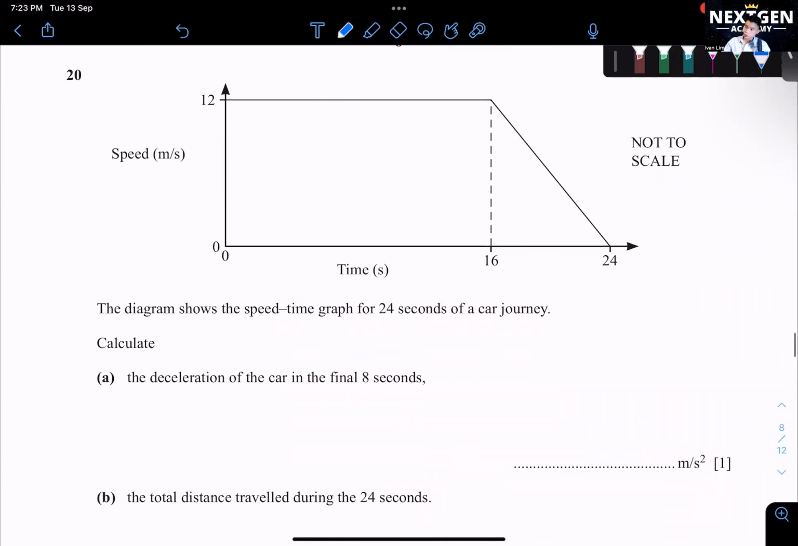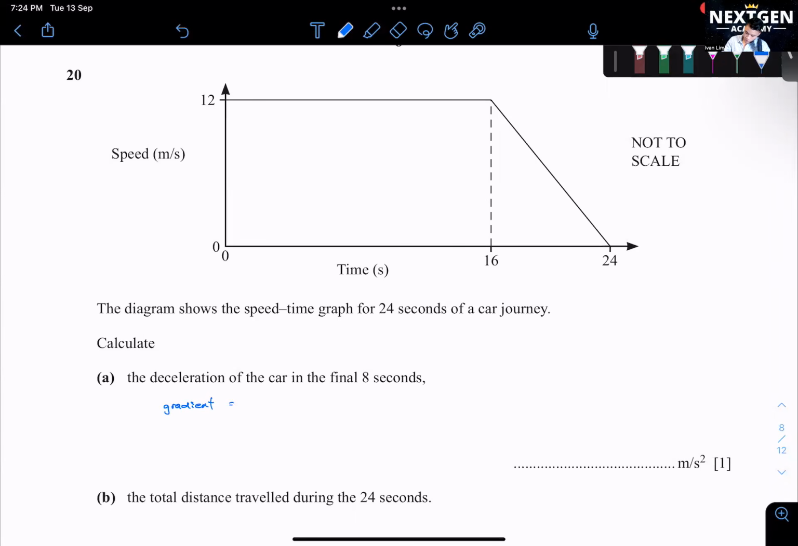Okay, question 20. The diagram shows the speed time graph for 24 seconds of a car journey. Calculate the deceleration of the car in the final 8 seconds. So over here, they want us to find the deceleration. So for deceleration, you just need to calculate the gradient.